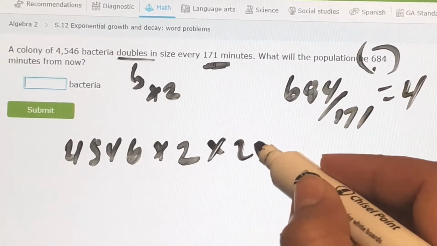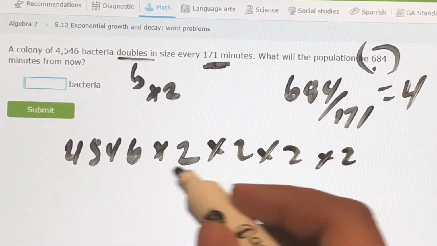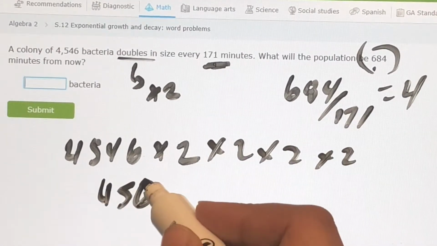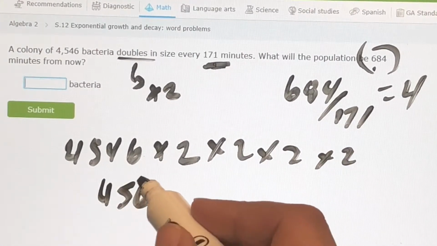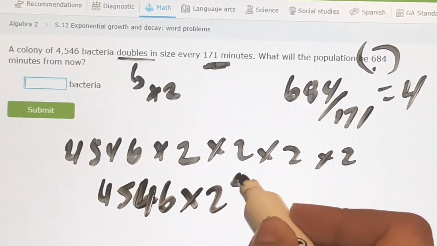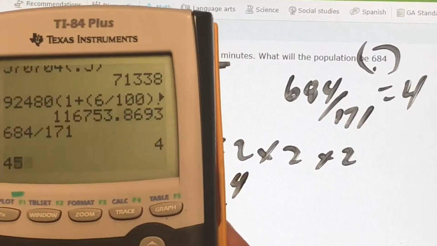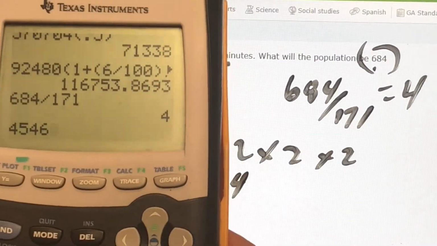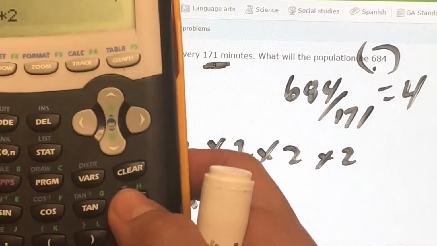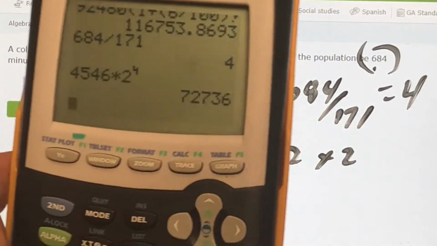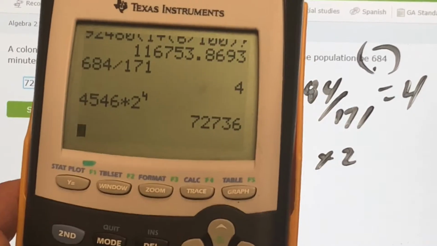I can double it 4 times, or a faster way to write this would be 2 to the power of 4. So 4546 times 2 to the power of 4, or you could just do that whole thing. I'm going to do the shortcut. 4546 times 2 to the power, because I'm going to double it 4 times. It's going to be 72736.